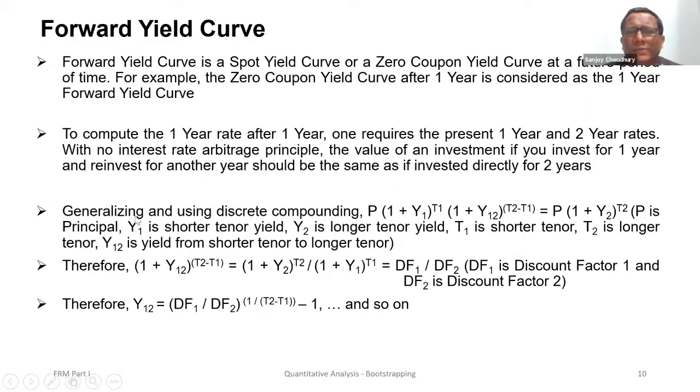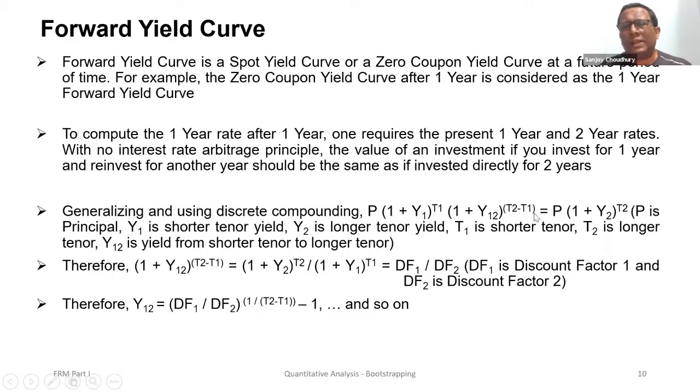And if you generalize this and use discrete compounding, if you had invested P amount initially, after 1 year it will be P into 1 plus Y1 raised to the power T1, where Y1 is a shorter tenor yield and T1 is a shorter tenor. And if you are reinvesting this for a further period between T1 and T2 at the rate Y12, which we need to calculate, this itself will be the principal that is multiplied by 1 plus Y12 raised to the power difference between T2 and T1.